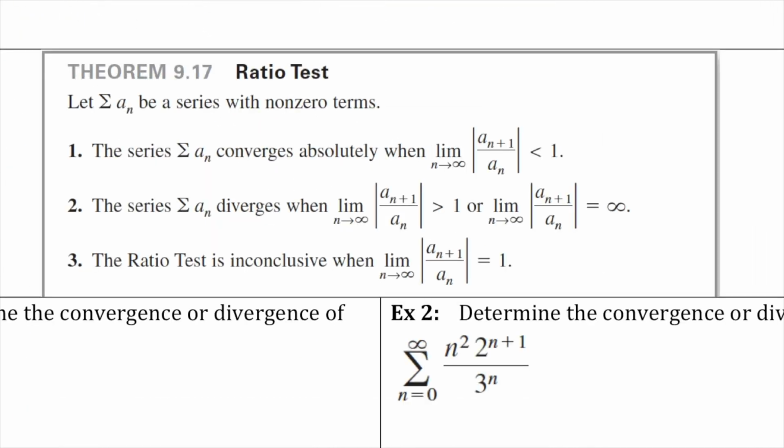Today we're going to discuss the ratio test. If we have the series a sub n with non-zero terms, our series will converge absolutely when the limit as n goes to infinity of the absolute value of a sub n plus 1 divided by a sub n is less than 1. Now our series will diverge if our ratio is greater than 1, or if it goes to positive infinity. Unfortunately, the ratio test is inconclusive if the ratio is equal to 1. You're going to have to find a different test to use.